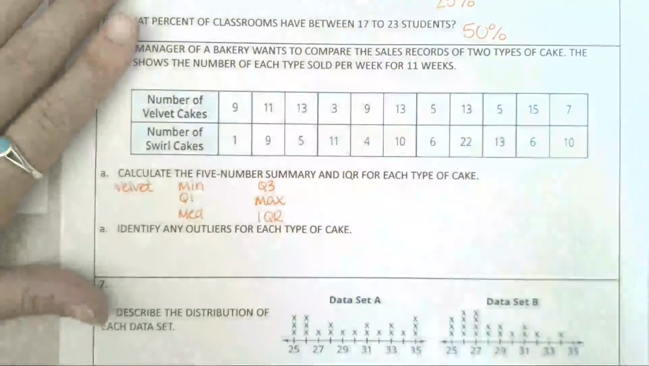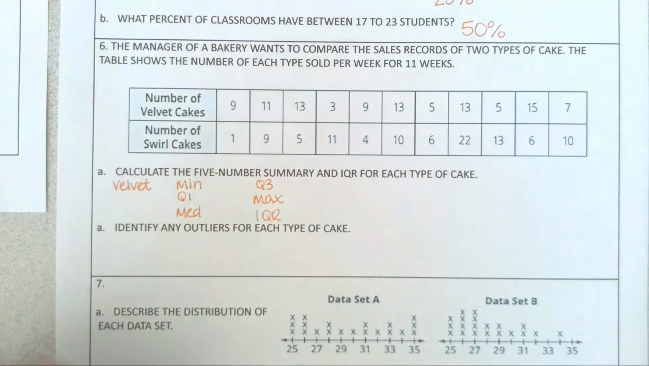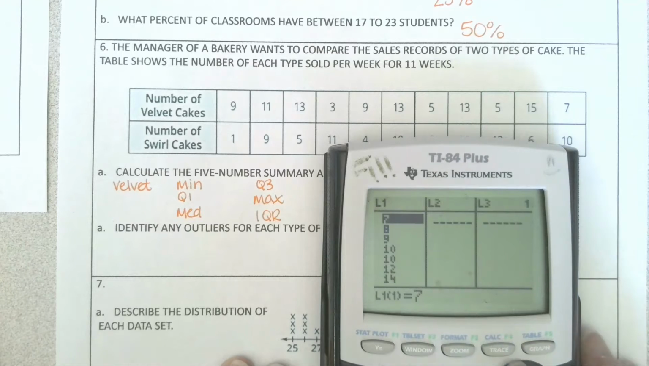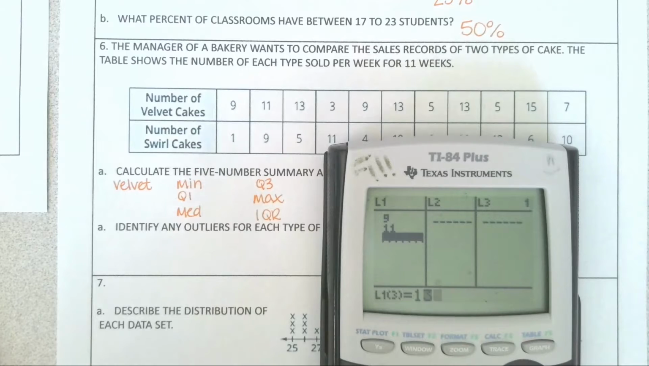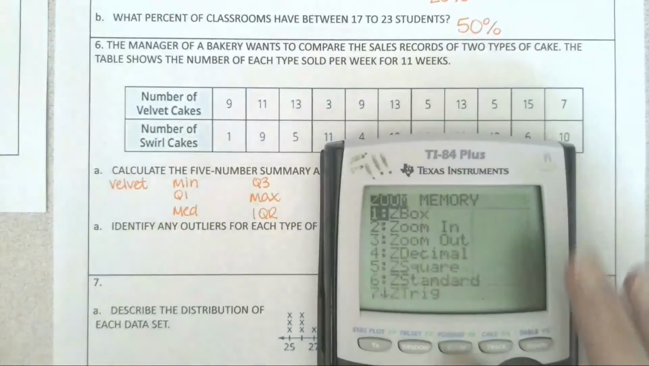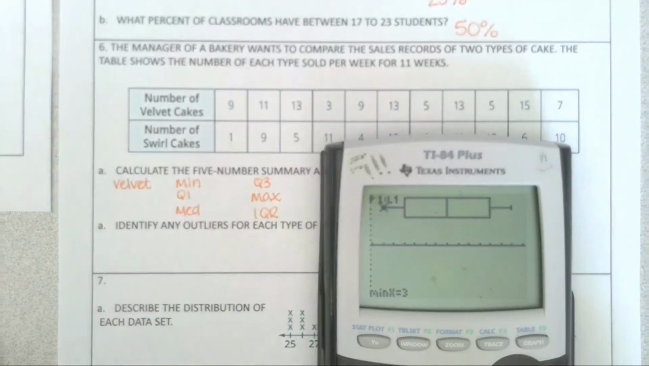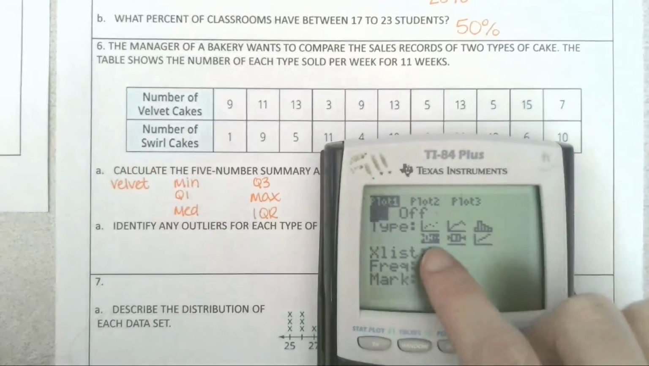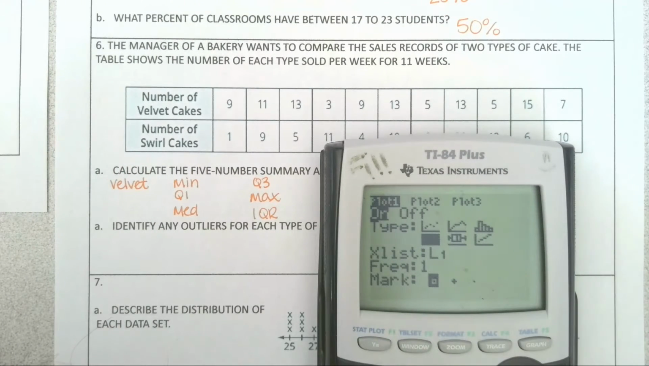I wrote out my numbers, and now I'm going to put them into my calculator so that we can see where we're at. I'm going to make sure really quick that I change this back to the regular type of box and whisker plot, just to make sure that my values come out correctly.